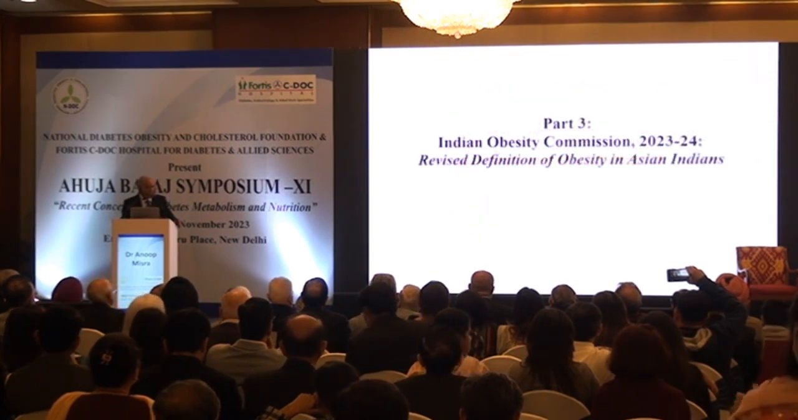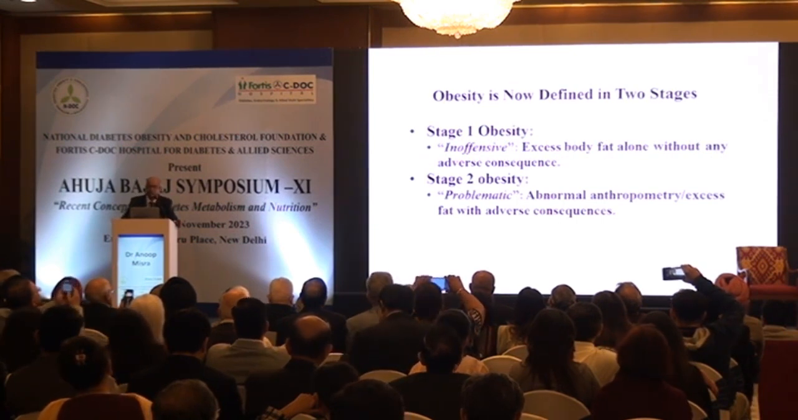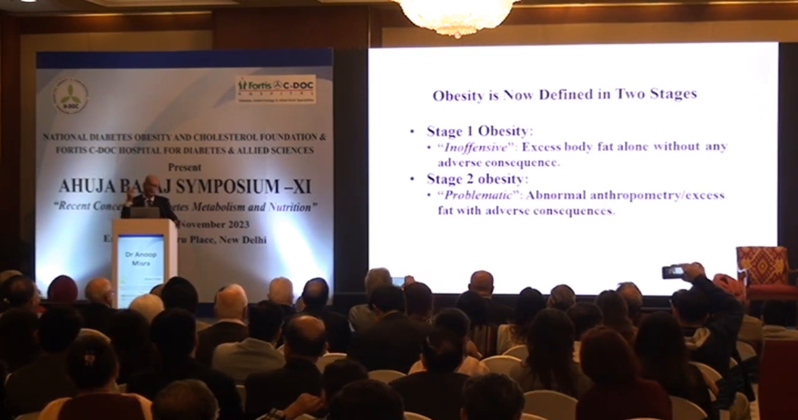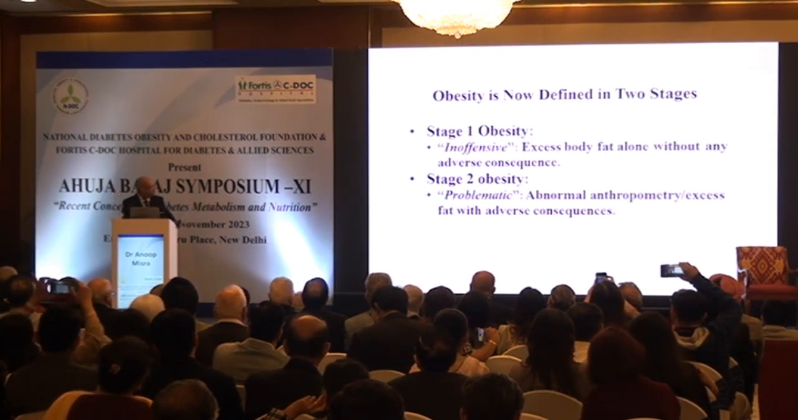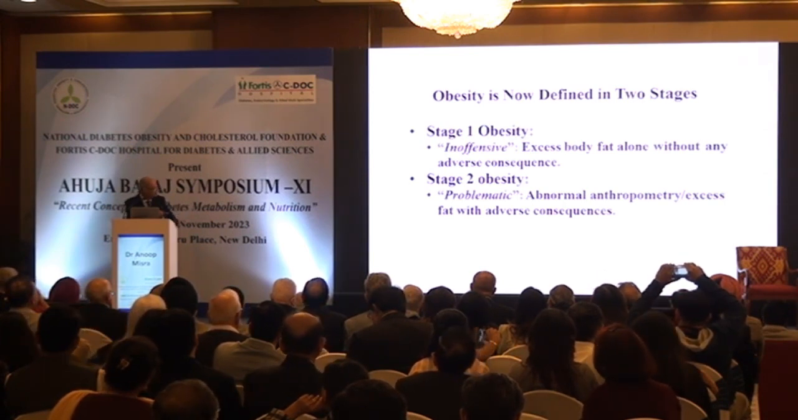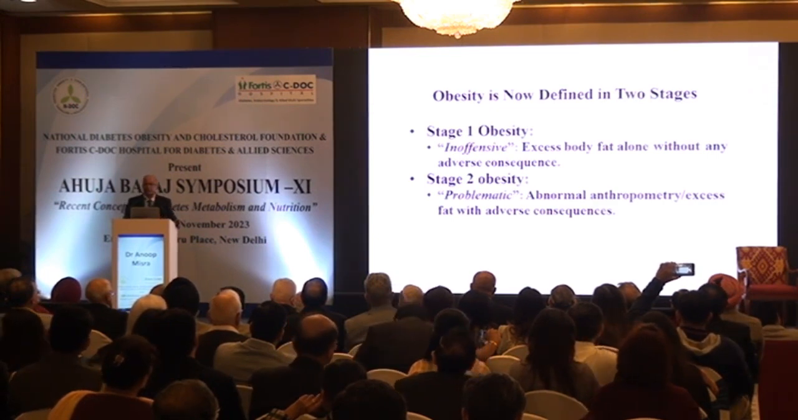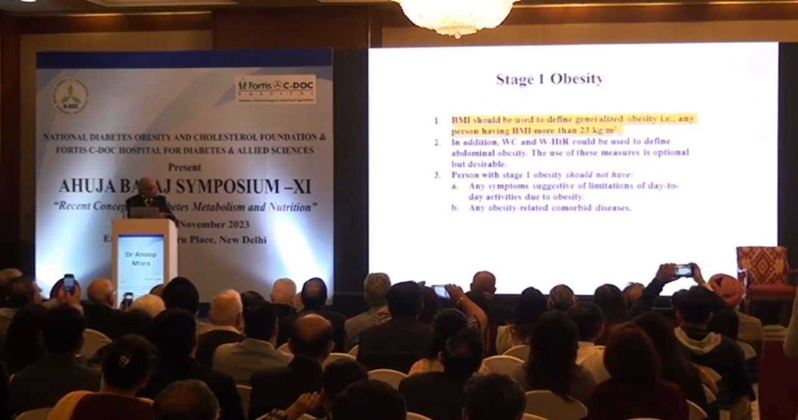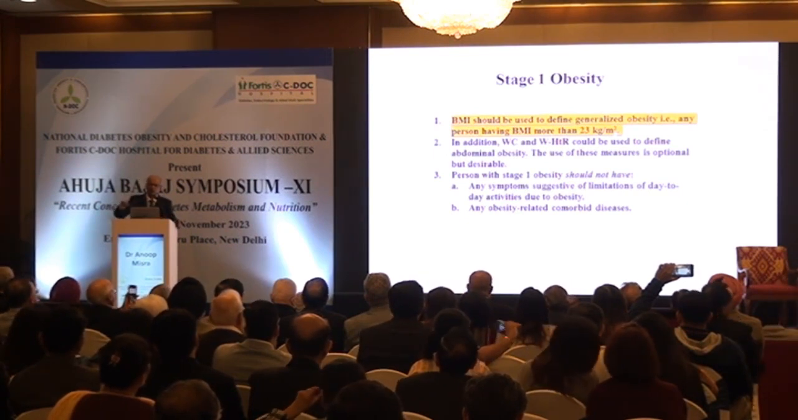So part 3, the revised definition of obesity. There are 2 stages of obesity. So all of you who are sitting and seeing patients every day, there are only 2 stages of obesity. Henceforth, everything else is according to stages. Stage 1 is inoffensive obesity, excess body fat alone without any adverse consequence. And stage 2 obesity, problematic: abnormal anthropometry, excess body fat with adverse consequence. So in stage 1 obesity, BMI is still used to define generalized obesity, but there is no bifurcation of who's overweight and who's obese.